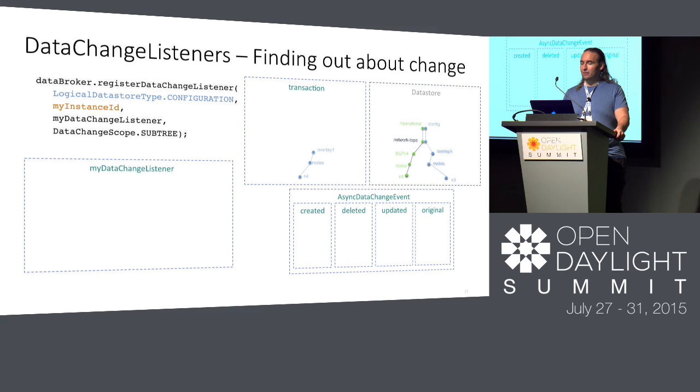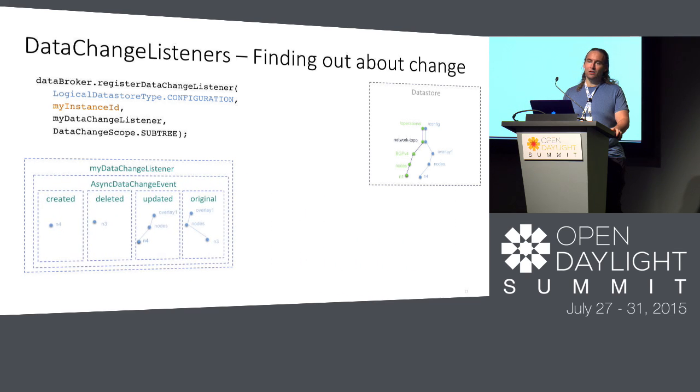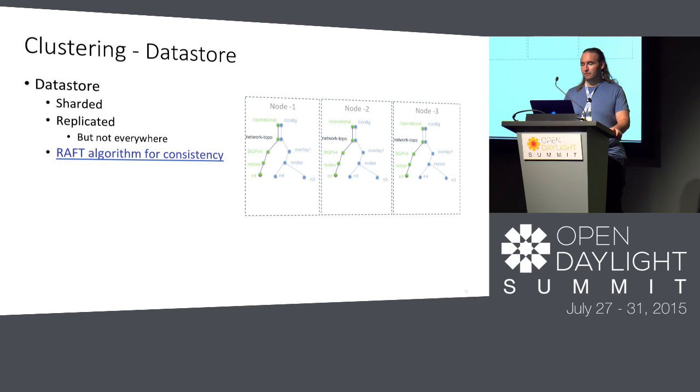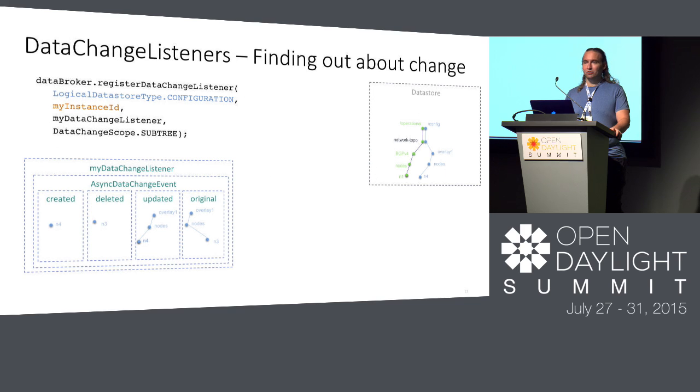When that transaction starts coming in, an asynchronous data change event is created. The first thing that happens is the original version of that subtree is copied in as the original in the data change event. When the transaction is applied, we also copy in what was created, what was deleted and what was updated. Then that data change event gets handed off to all the data change listeners that are listening for data changes off that subtree. And so that's basically the picture behind data change listeners.